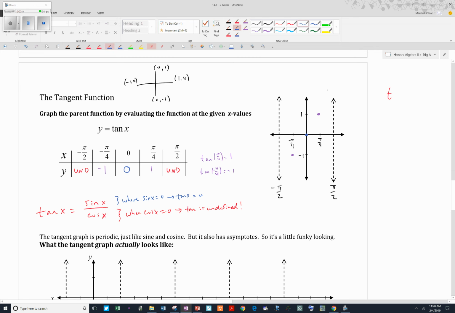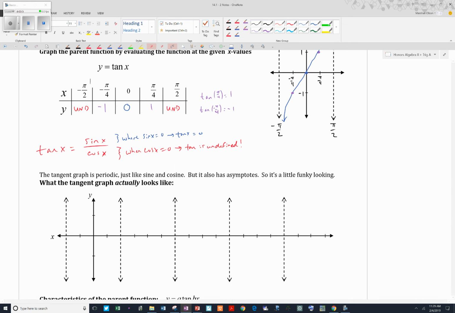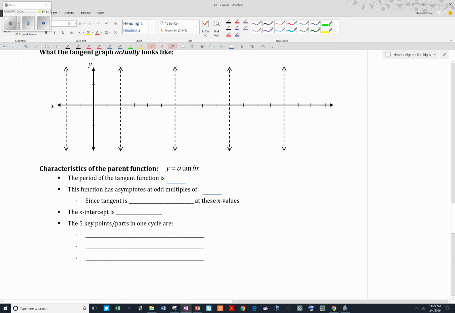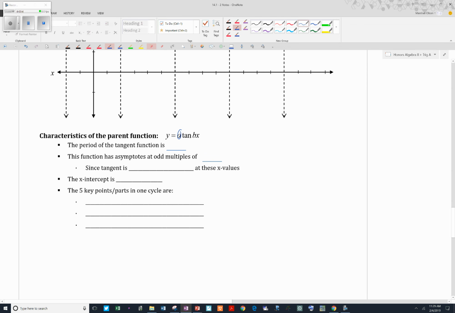And then this graph is going to look like this. It's going to use those asymptotes and go up and down those asymptotes, and it's going to go through the origin and cross through the points pi over 4, 1, and negative pi over 4, negative 1. And that is what the basic graph of tangent looks like. Just like sine and cosine, we're going to have a and b values that are going to affect the graph of tangent.